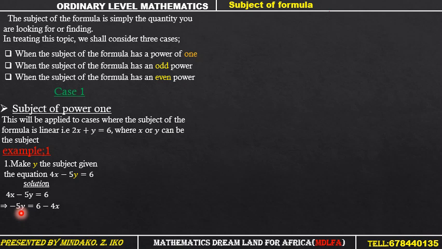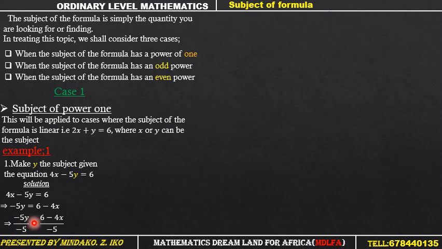Okay, so we have to make the y alone. That is what we mean by making something the subject of the formula. Now, what are we going to do? We are simply going to divide all through by -5. If you divide all through by -5, you notice that the -5 here will cancel with this other -5 in the denominator, and that will actually leave y alone.